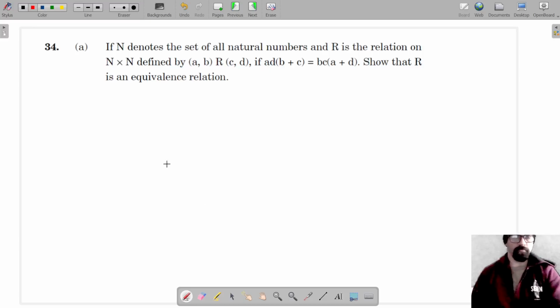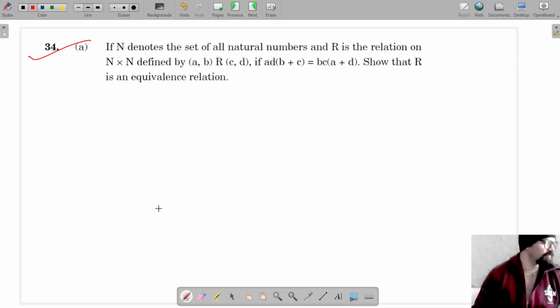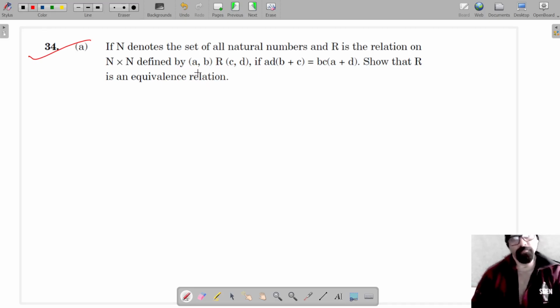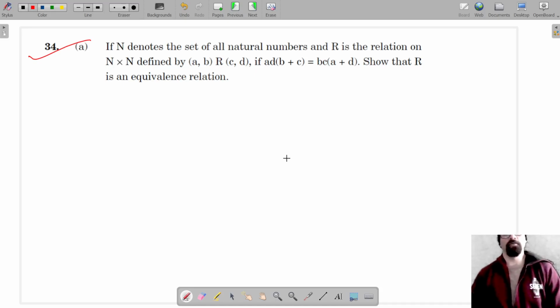Or, sorry, question number 34, part A. If N denotes the natural numbers and R is the relation that is defined on N cross N, and the relation says that the ordered pair (A, B) is in relation with the ordered pair (C, D) if A into D into (B plus C) is equal to B into C into (A plus D).